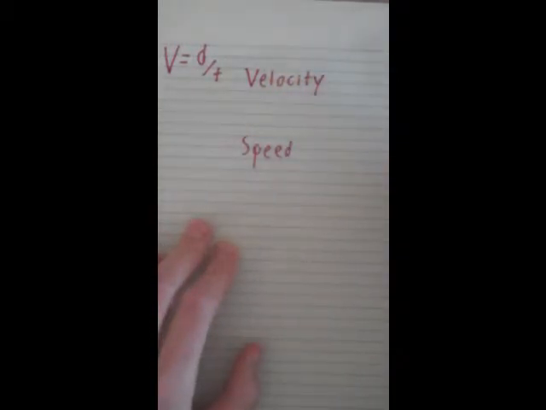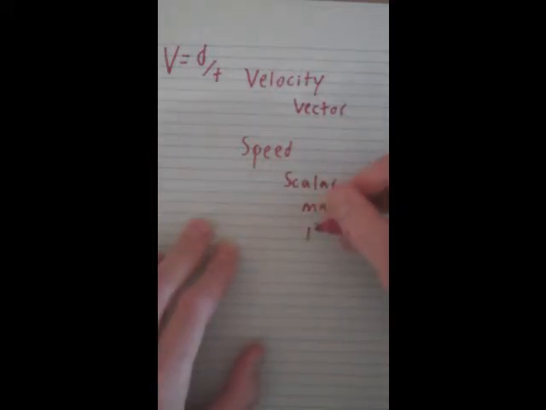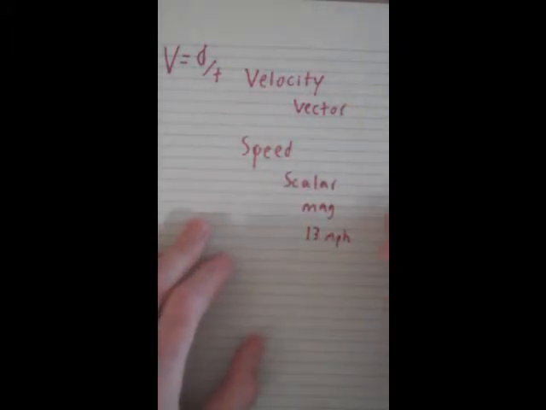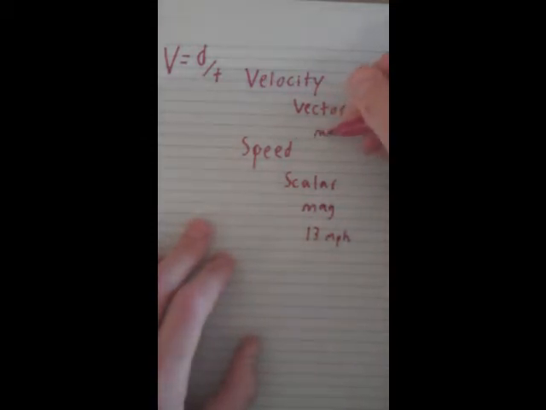Now in real life they're pretty interchangeable. But in physics, we say velocity is a vector and speed is a scalar. The difference between a vector and a scalar is that a scalar just has a magnitude. So for instance, speed would just be like 13 miles an hour or 23 miles an hour or 1,000 miles an hour, while a vector has a magnitude and a direction.